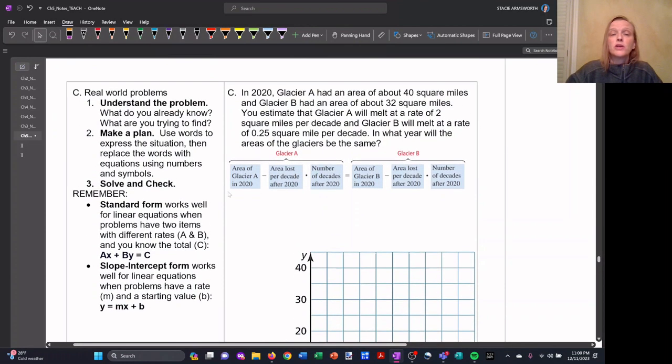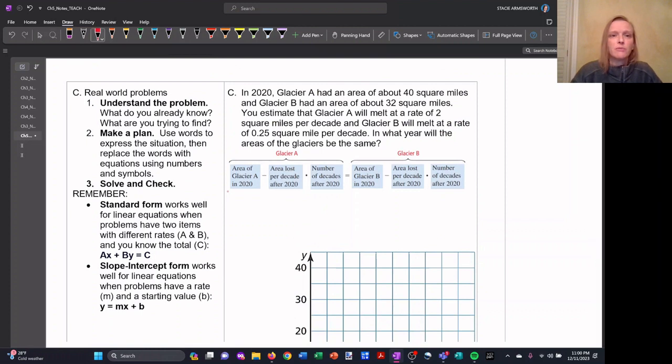So let's look at a real world example of this strategy. In 2020, Glacier A had an area of about 40 square miles, and Glacier B had an area of about 32 square miles. You estimate that Glacier A will melt at a rate of 2 square miles per decade, and Glacier B will melt at a rate of 0.25 square miles per decade. In what year will the areas of the glaciers be the same?